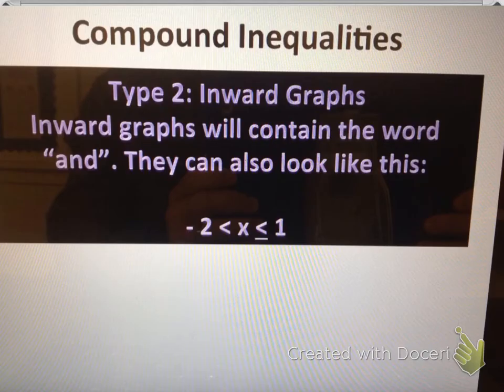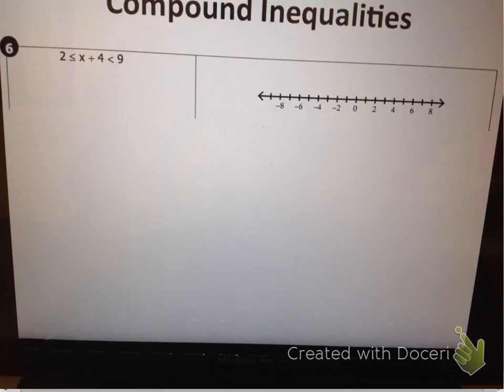The second type of compound inequality we're going to be talking about and looking at is inward graphs. These contain the word "and." So if you're looking at an inequality like what we see here, negative 2 is less than x and less than or equal to 1. So this number has to be anywhere between negative 2 and positive 1. Now, here's how we solve these.